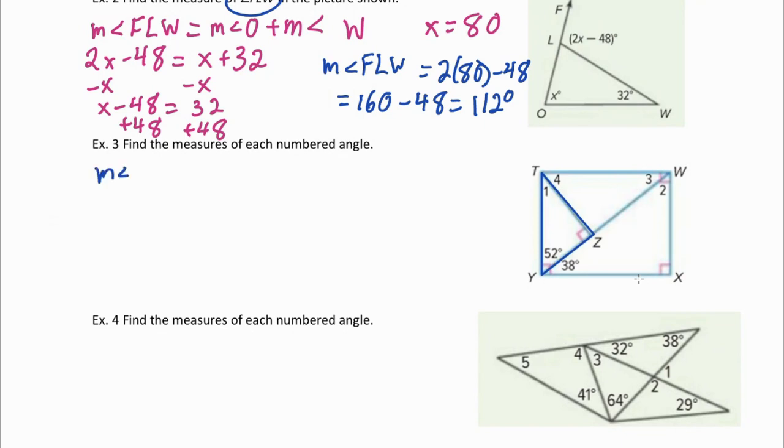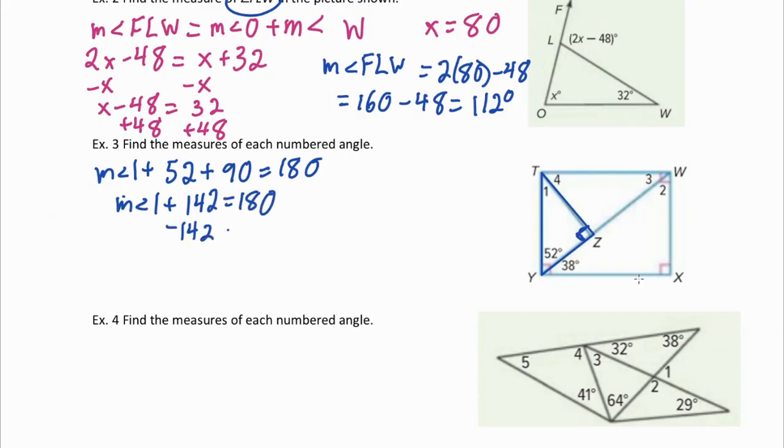So the measure of angle 1 plus 52 degrees plus this is a little right angle symbol, that's 90 degrees, is going to equal 180. So we'll get that the measure of angle 1 plus 142 equals 180. We'll subtract 142 from both sides to get that the measure of angle 1 is equal to 38 degrees. Okay, so we got the first one. Now we got to kind of get the rest of them. So I'm going to go ahead and do the big triangle next.